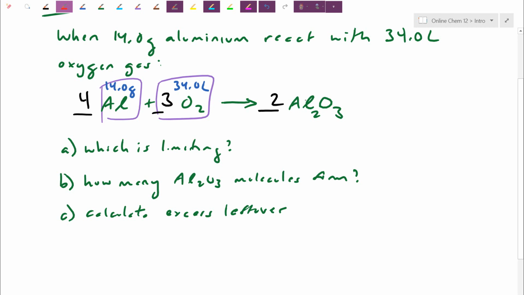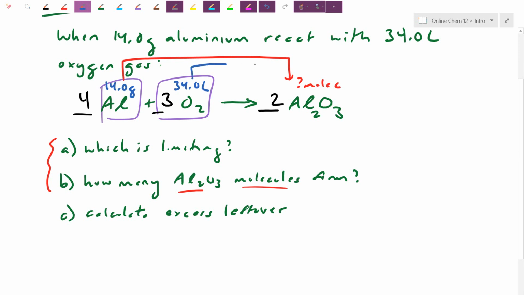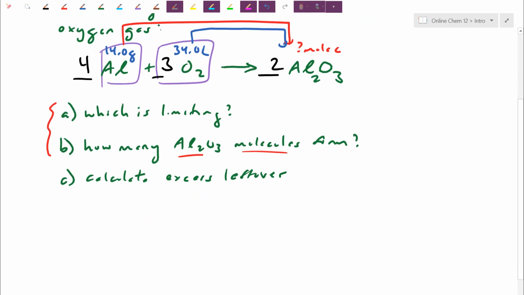Let's go to a product. In this case here, it's nice because I only have one product. And in this case, because part B actually asks you for molecules of this product here, if I'm trying to do part A and B together, what I can do is I can individually take turns. If 14 grams of aluminum get reacted, if all of it's gone, how many molecules of Al2O3 would I get? And in a similar fashion, I'm going to say, well, what if the other ingredient ran out first, just 34 liters, how many molecules can it make? Whichever makes the smaller number is the one that's limiting. So let's just try it out here.